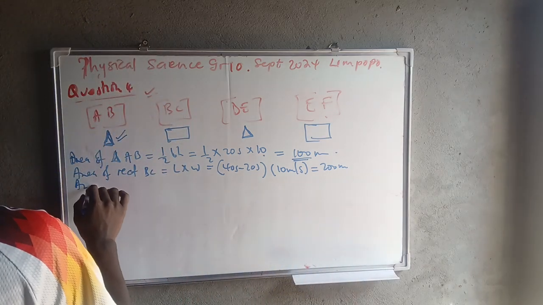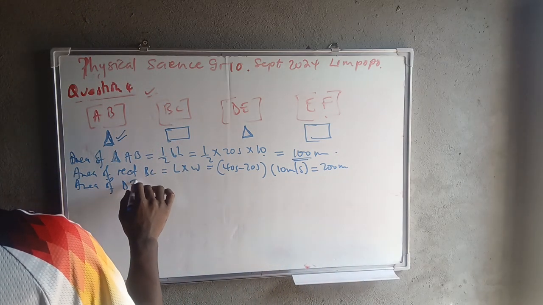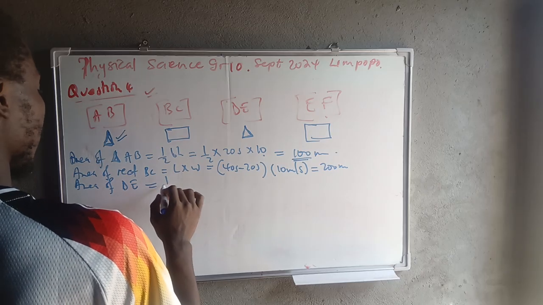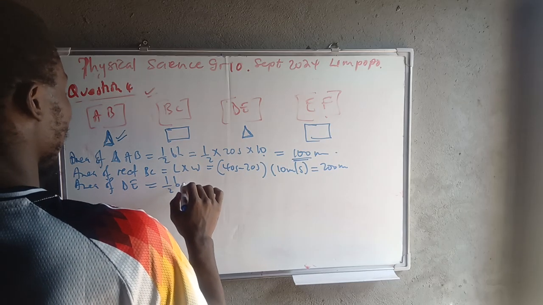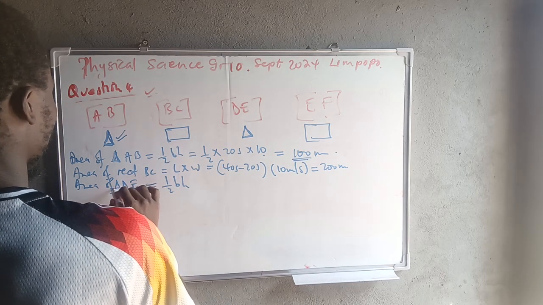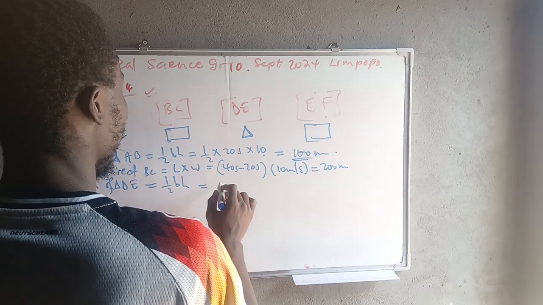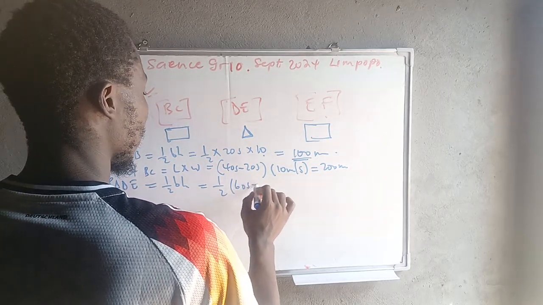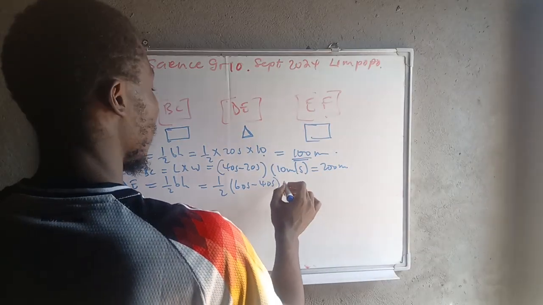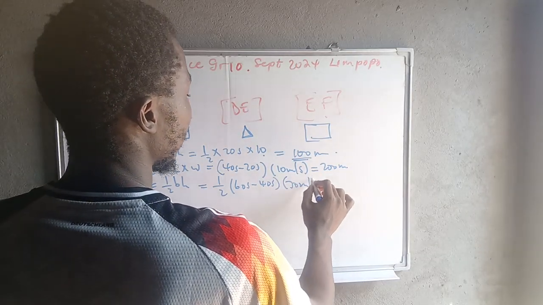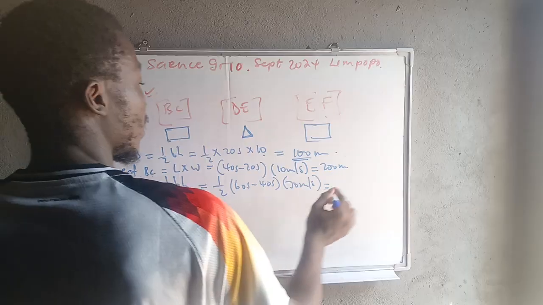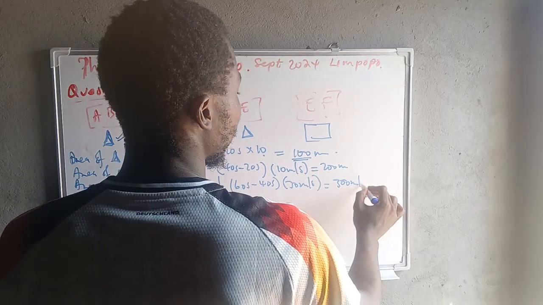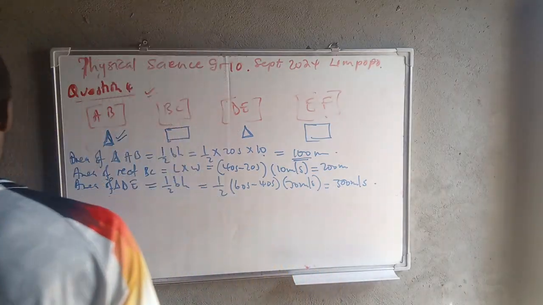Then area of DE equals half base times height, again because it's a triangle. So the area of triangle DE is half base times height, which will give us half of 60 seconds minus 40 seconds, times 30 meters per second, the velocity. So we're going to get 300 meters, right?